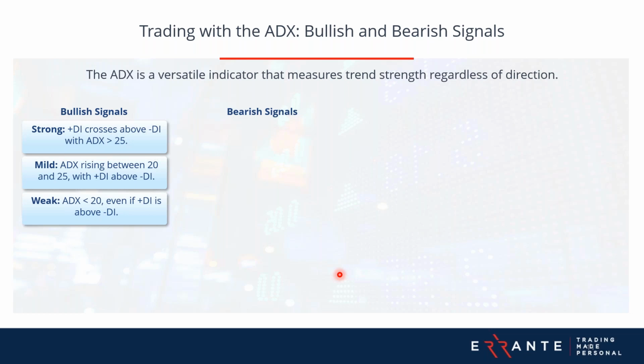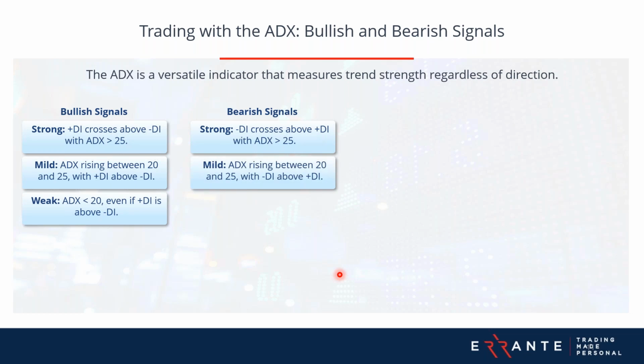Conversely, we can generate similar signals for bearish markets in the opposite way. In a bear market, the strong bearish signal happens when the minus DI crosses above the plus DI, with the ADX rising above 25, showing a strong downward trend. As a mild signal, it occurs on the chart when the ADX is increasing between 20 and 25, with minus DI above plus DI, hinting at a growing bearish trend. And also a weak signal is when the ADX is below 20, suggesting minimal trend strength, even if the minus DI is above the plus DI.